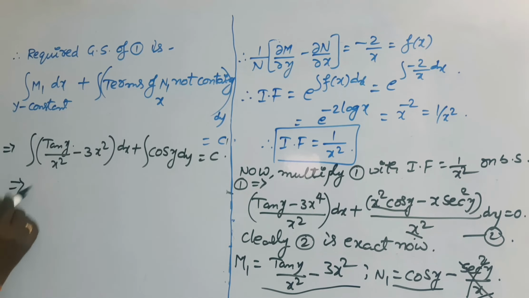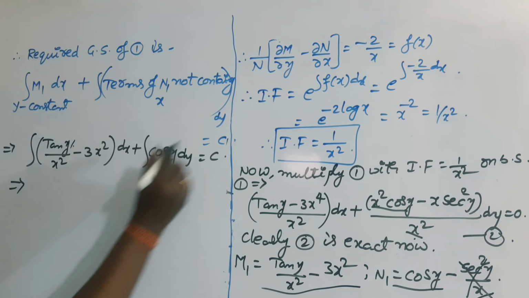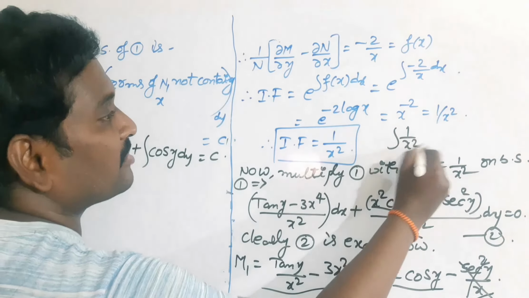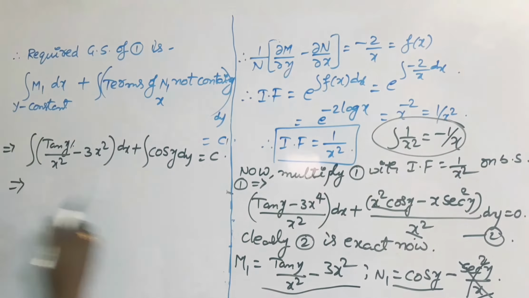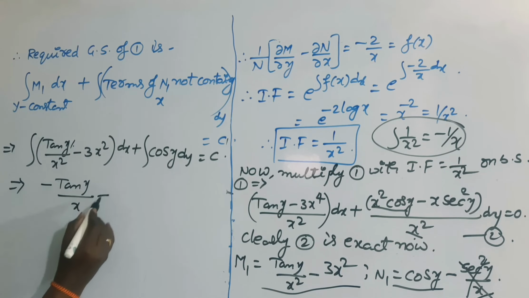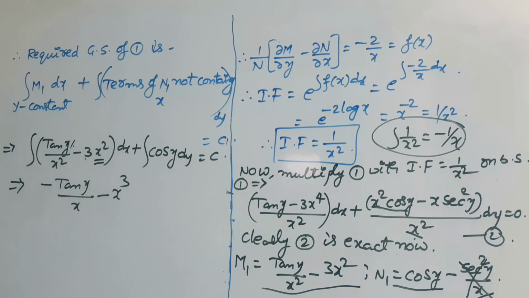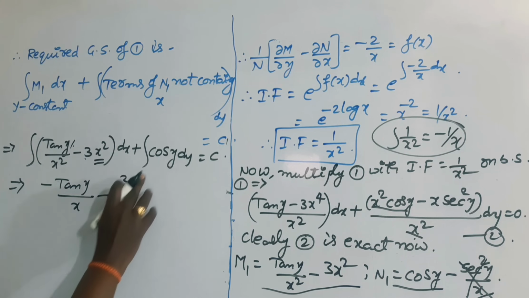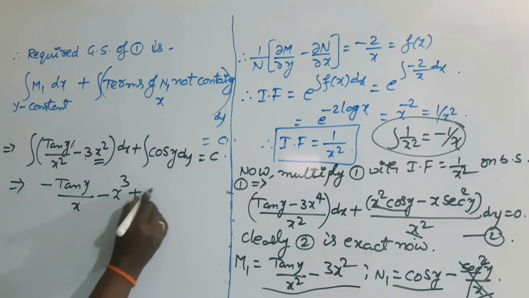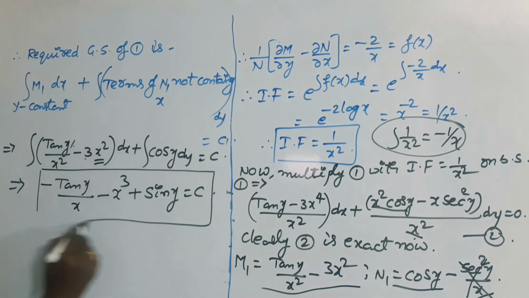So tan y is the constant, so you have to write the integration of 1 by x square only. Already we know that integration of 1 by x square is minus 1 by x, don't forget it. So already tan y is in numerator, so you will get minus tan y by x minus integration of x square is x cube by 3 getting cancelled, so you will get minus x cube. After that, what is integration of cos y? Sin y is equal to c. In this way we can get the required general solution. In the next video I will give some more examples on exact and non-exact equations.